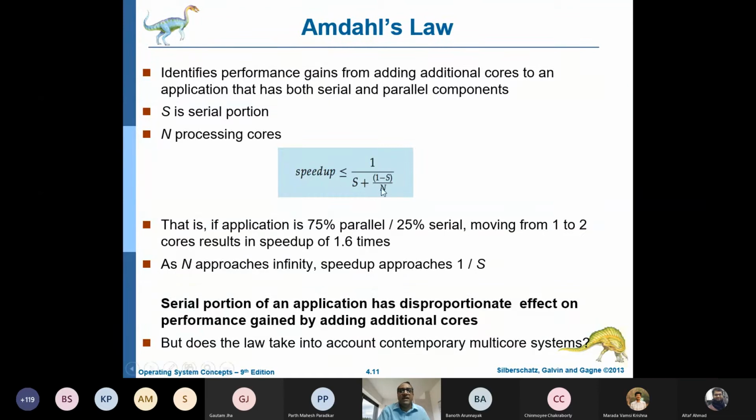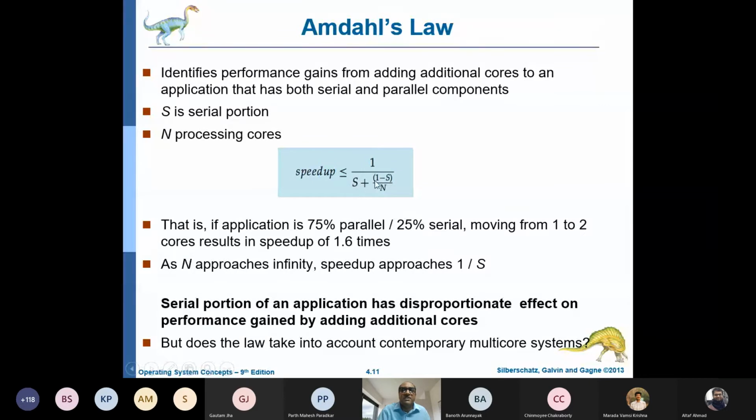Likewise, as n tends to infinity, suppose you have lots of cores or processors available in a system, even in that case the speedup is limited by the portion of the sequential code. If n is sufficiently large, the term (1 minus s) by n is negligible compared to s. So with s equal to 25%, that is 1/4 of the code, even though enough cores are available to run the parallel portion, there is still some amount of serial portion.